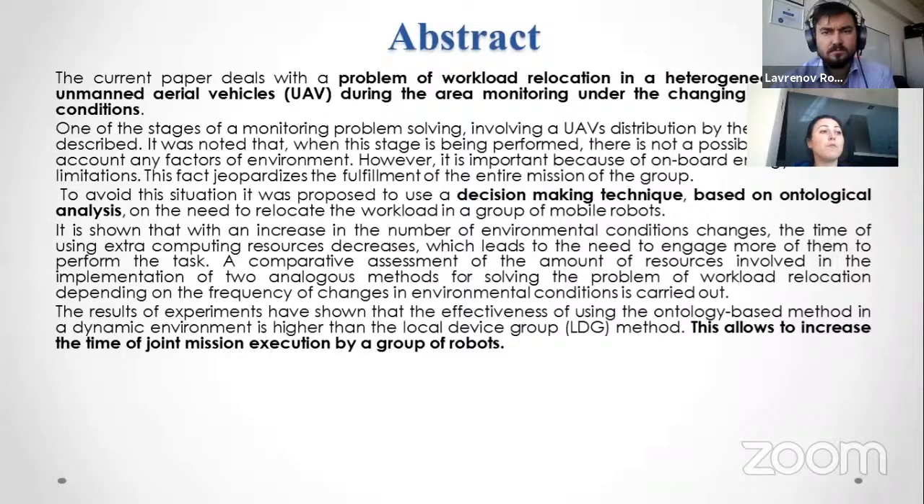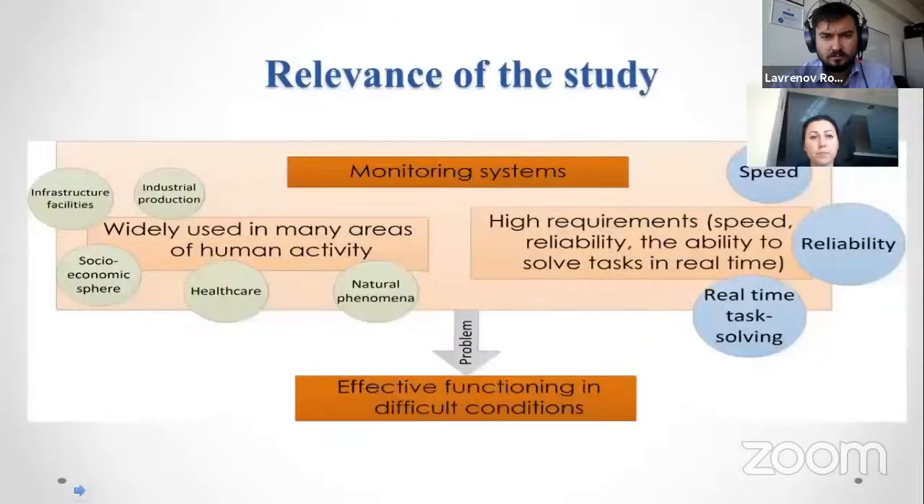The purpose of the current research is to develop a decision-making technique based on ontological analysis on the need to relocate the workload in a group of mobile robots. The technique allows avoiding the situation when the mission is unfulfilled and decreasing the time of joint mission execution by a group of robots. Currently, monitoring systems are widely used in many areas of human activity, such as industrial production, infrastructure facilities, the socio-economic sphere, healthcare, and the observation of natural phenomena and prevention of their dangerous consequences. Moreover, the high requirements placed on a great number of monitoring system applications actualize the problem of effective functioning in difficult conditions.